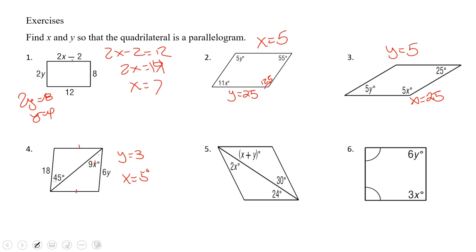Same thing here. I have two sets of alternate interior angles. 2x equals 30, x plus y equals 24. Well, if 2x equals 30, that makes x 15. Now it's going to make my y 9, because 15 plus 9 is 24.